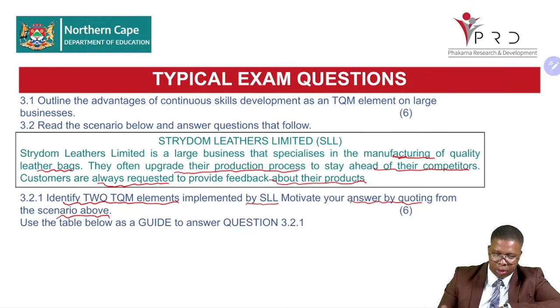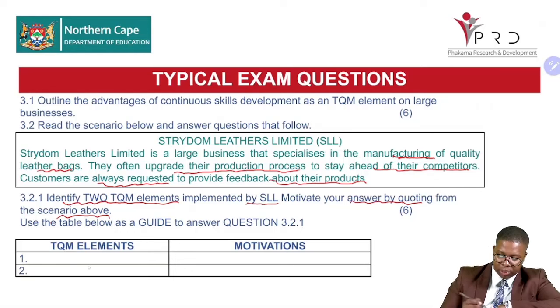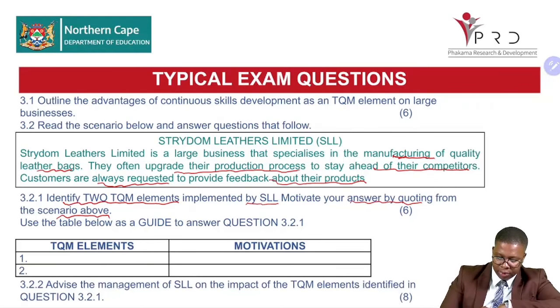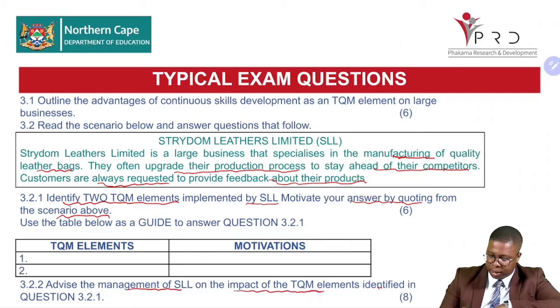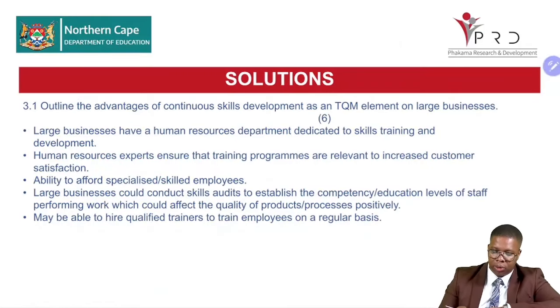Then as we proceed, use this table below as a guide. As a guide, this is your table. Then the other question is, advise the management of Straydom Leather Limited on the impact of TQM elements identified in question 3.2.1. Now we start with the outlining of the advantages of continuous skills development.